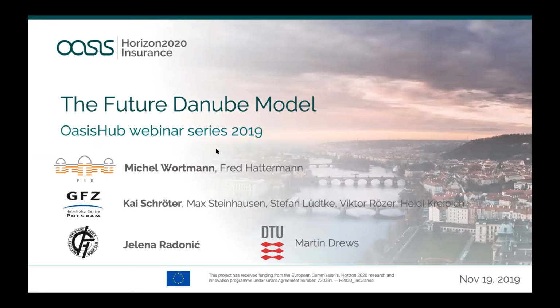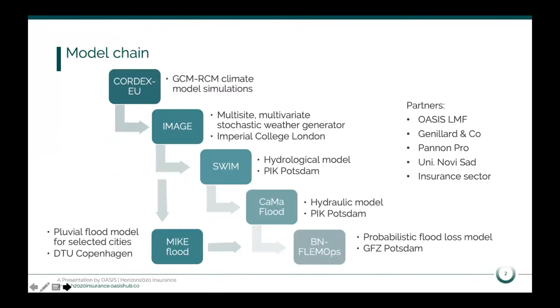And good to meet everyone, and I'm going to talk you a little bit through the first part of this presentation here. I have focused on the hazard modeling of the Future Danube model, and this is a little bit of an overview of the CAT model chain. This is a fairly classical CAT model setup with one exception, that it actually is driven by climate model simulations at the very top here.